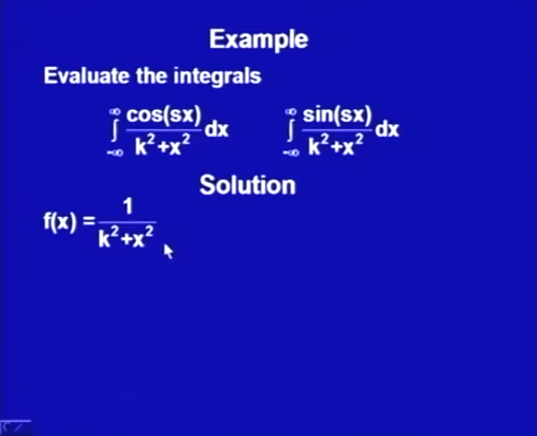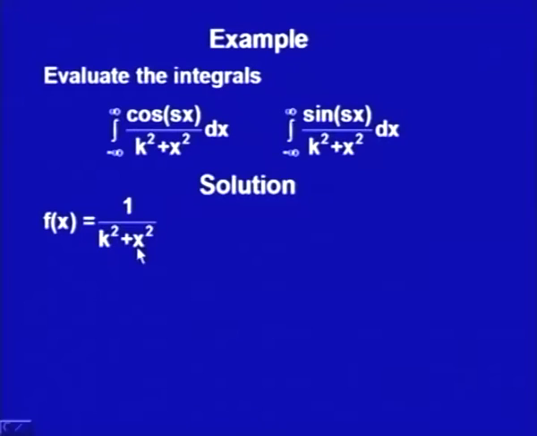The method which we just learned required certain conditions for f(x) to be satisfied. The conditions were that f(x) should be a rational function, that is, of the form of a ratio of two polynomials. Here it is of course a rational function: the numerator is 1, a constant, and the denominator is k square plus x square. Certainly a constant can always be treated as a polynomial of degree 0, and the denominator x square plus k square is a polynomial of degree 2.